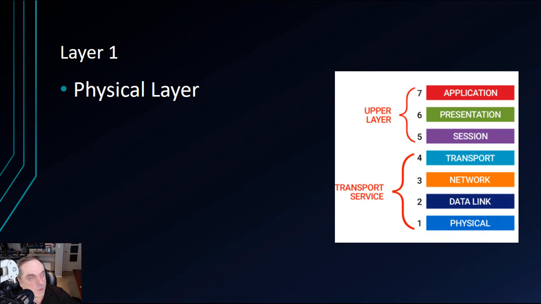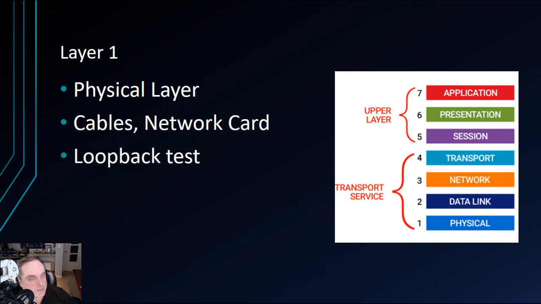Let's start with layer 1. At the very bottom, it's the physical layer. And that includes the cables, the network card, and basically the connectivity from the computer. Now, if you're using wireless, then of course it's the wireless card. It also includes what's called a loopback test. So if you've ever seen an IP address of 127.0.0.1, that's basically a loopback test, and it's an IP address that tests to make sure that the physical part of your connectivity is working properly.